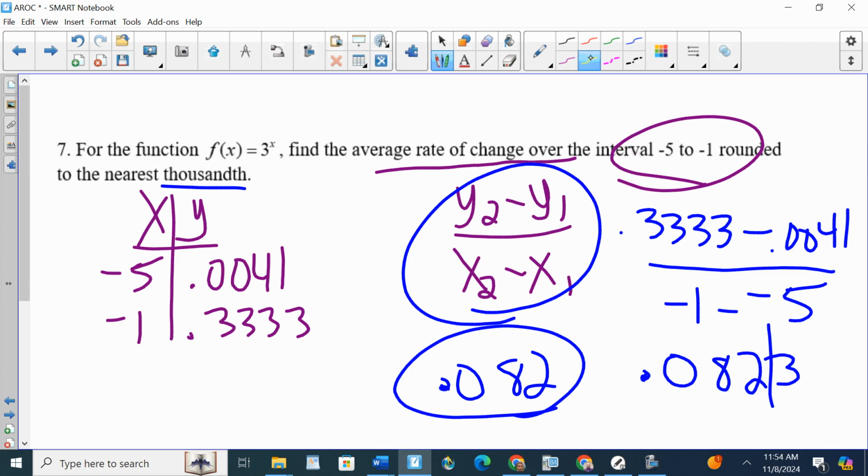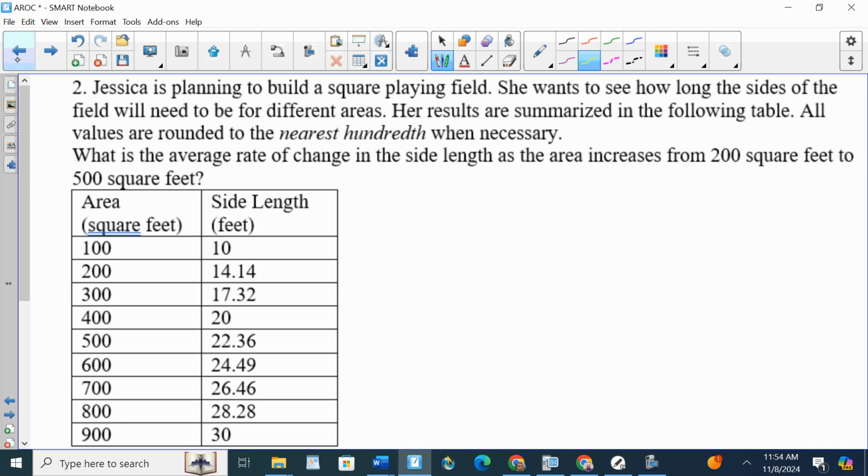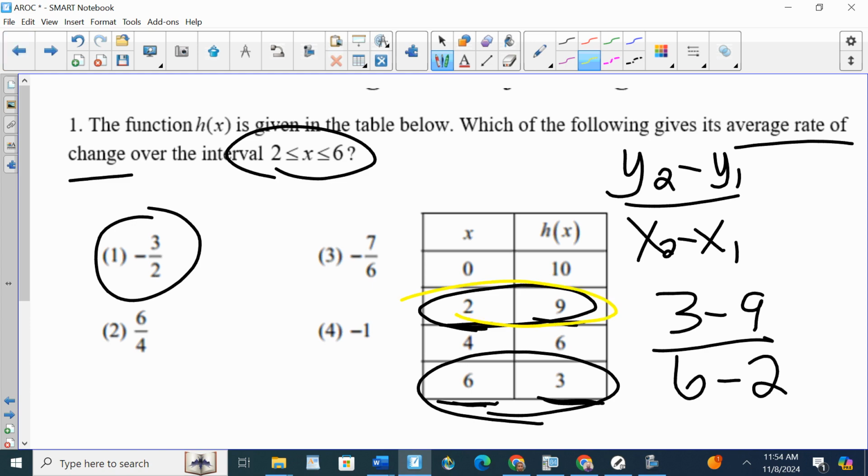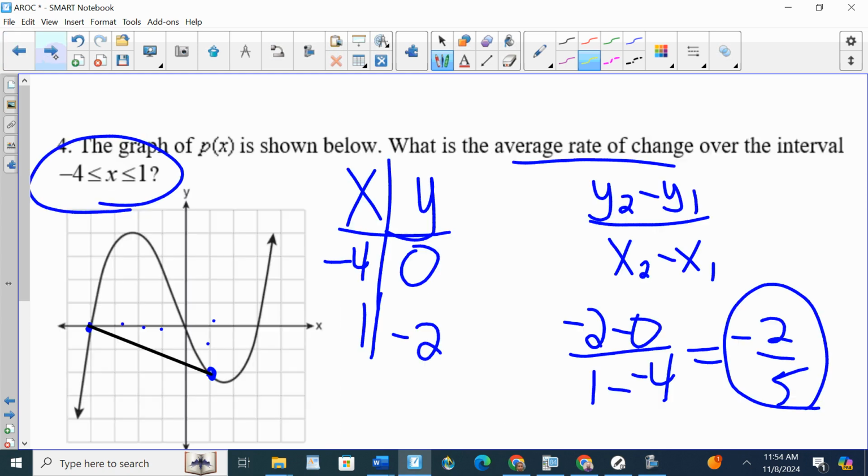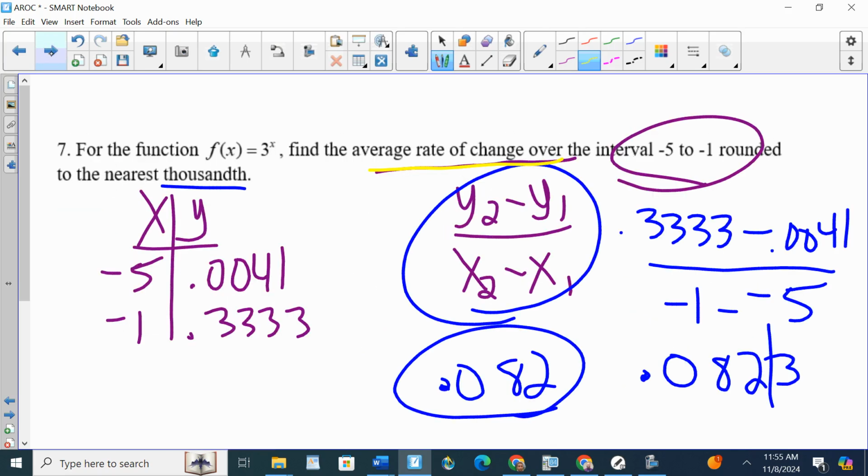How do you know when to do that? When it says find the average rate of change. If it gives you a table, just identify the values and do bottom minus top over bottom minus top. If they give you a graph, make a table. And to find your corresponding y values, find the y value on the graph for that given x value. And if they give you an equation, make a table. And to get your y values, type this into y equals into your calculator and go to your table.